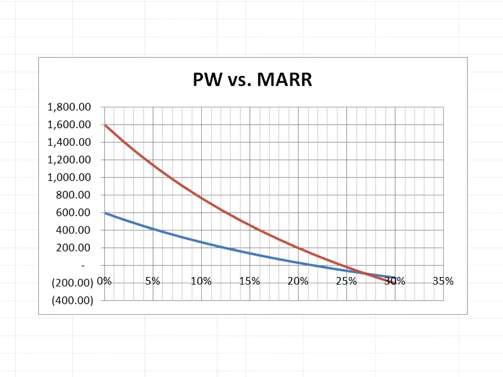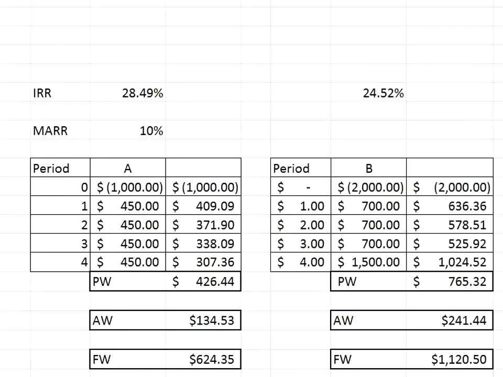Let's see what happens. Here we have a slightly modified Project A, in which the cash flows have changed from 400 to 450, and that changes the internal rate of return from what it was before, 21%, to 28.49%, superseding the internal rate of return of Project B at 24.52. However, the present worth is still less for Project A, even with this 450.